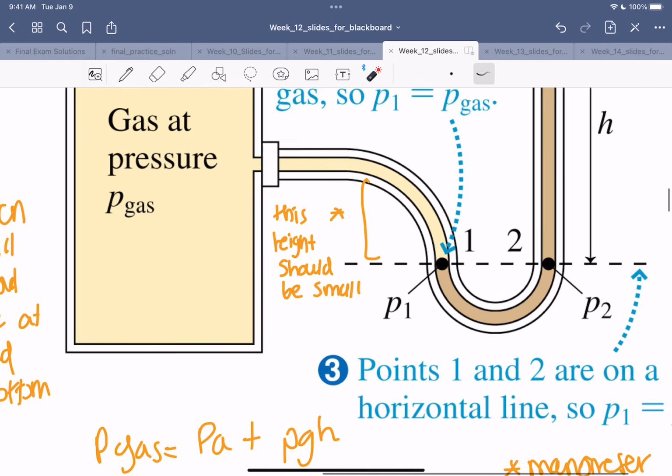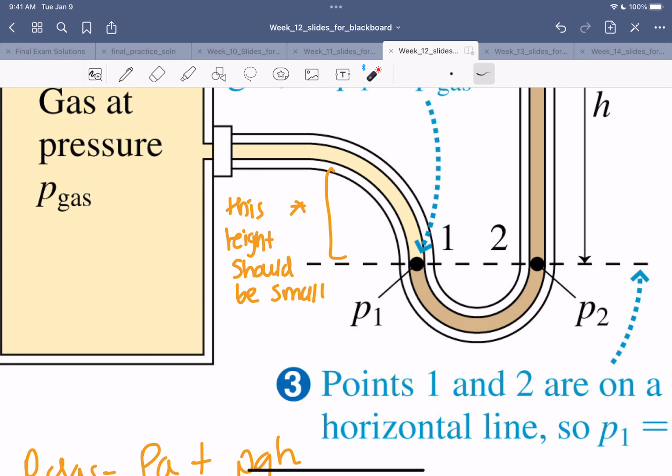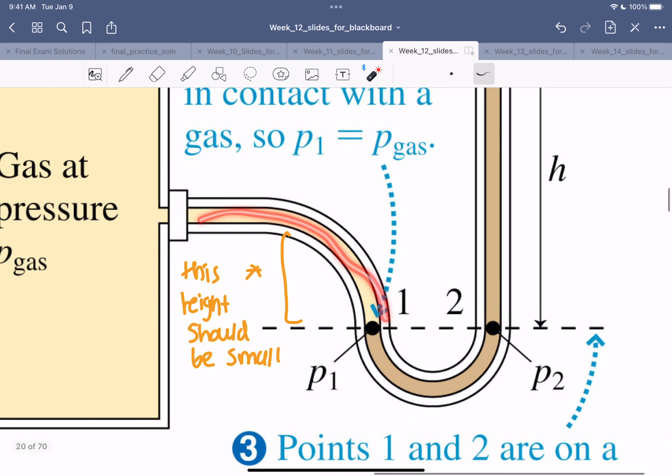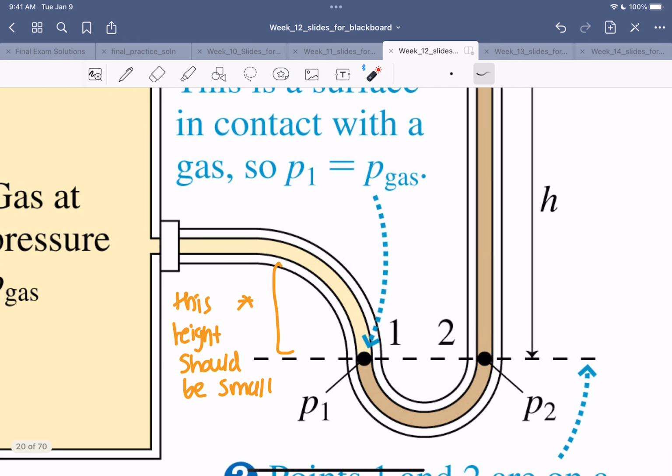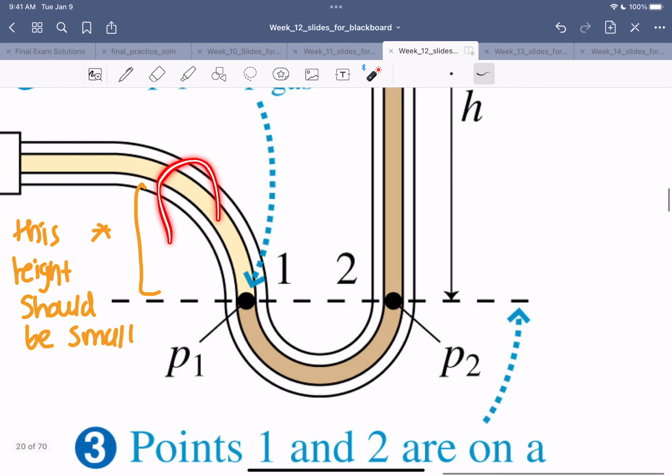Now, if you have an interface of two different fluids, so you have gas here, and let's say this is mercury or something, and we want to figure out what the gas pressure is, the way we can figure it out is knowing that the pressure here should equal the pressure there at the same height.